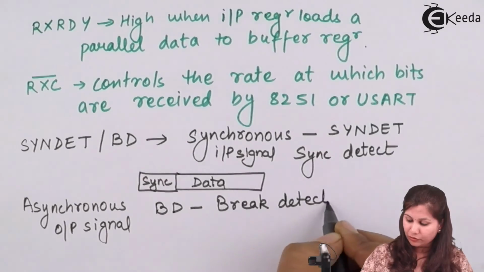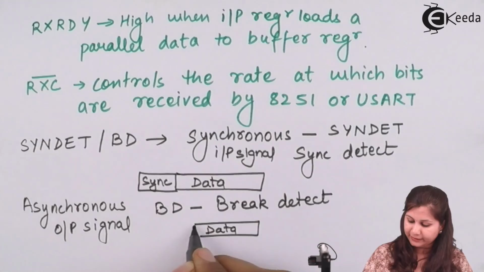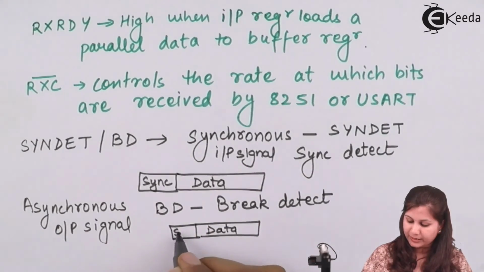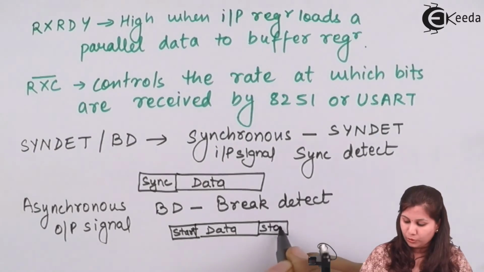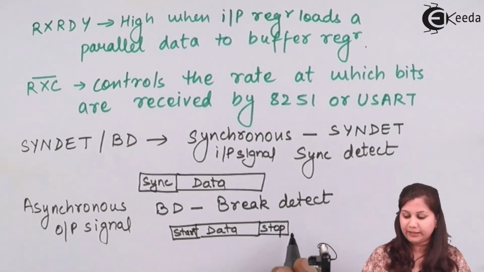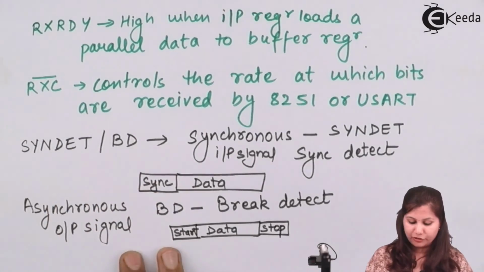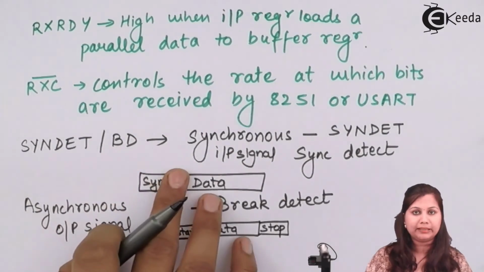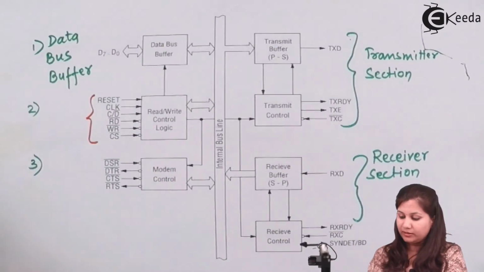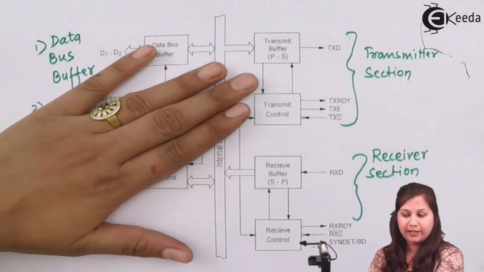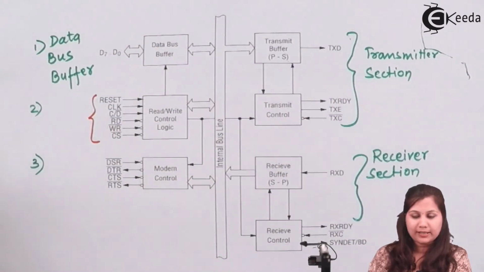Because in asynchronous mode, along with the data, we are having the break characters, that is the start and the stop bits. So if these bits are detected, then this signal will go high. So that is the function of the sync detect and break detect signal. So this was the receiver and the transmitter section. Next we are left with the modem control section.